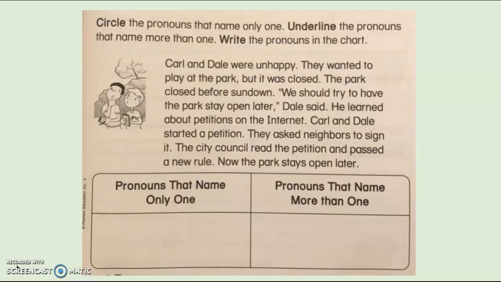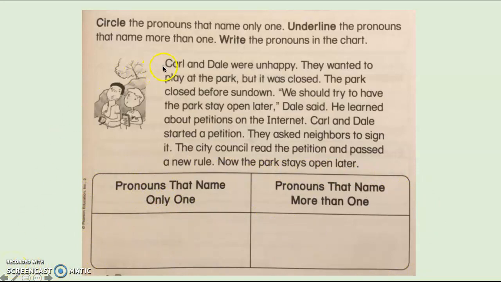All right, so the directions at the top say, circle the pronouns that name only one. Underline the pronouns that name more than one. Okay. So what am I going to do when I find pronouns that name only one? I am going to circle them. And what am I going to do when I find pronouns that name more than one? I am going to underline them. And then at the bottom it says, write the pronouns in the chart. Okay? So let's read this passage together.